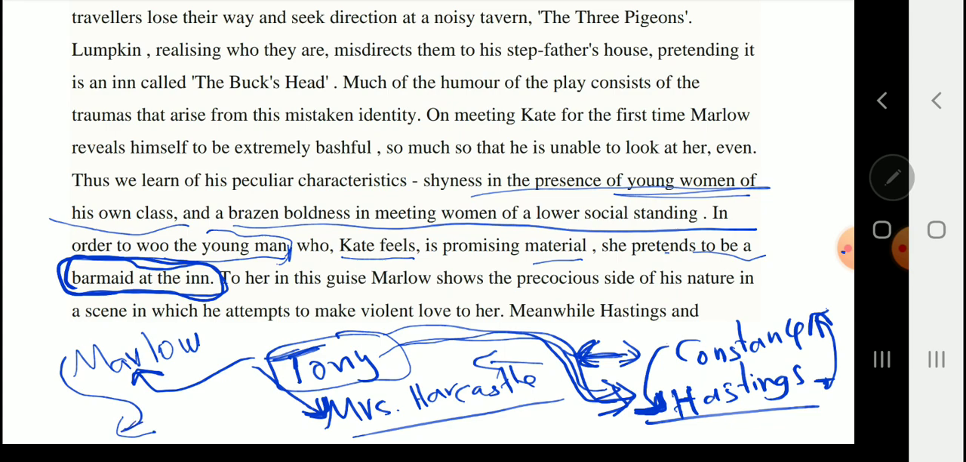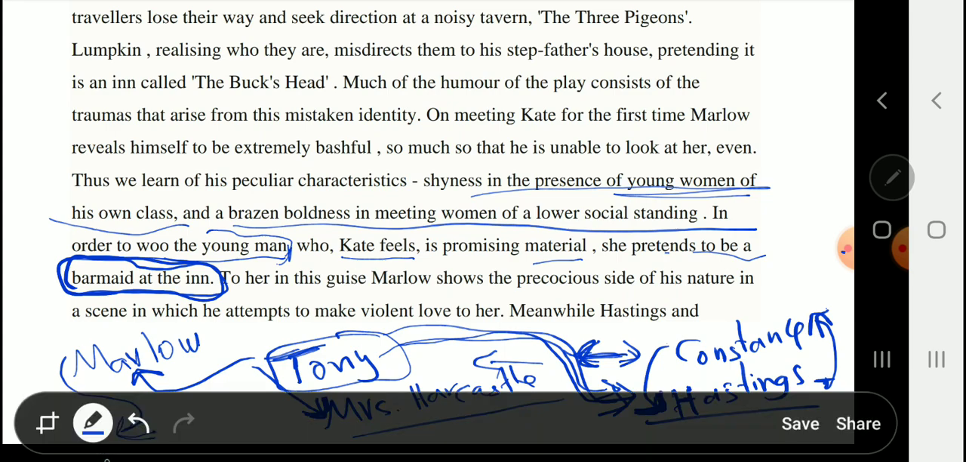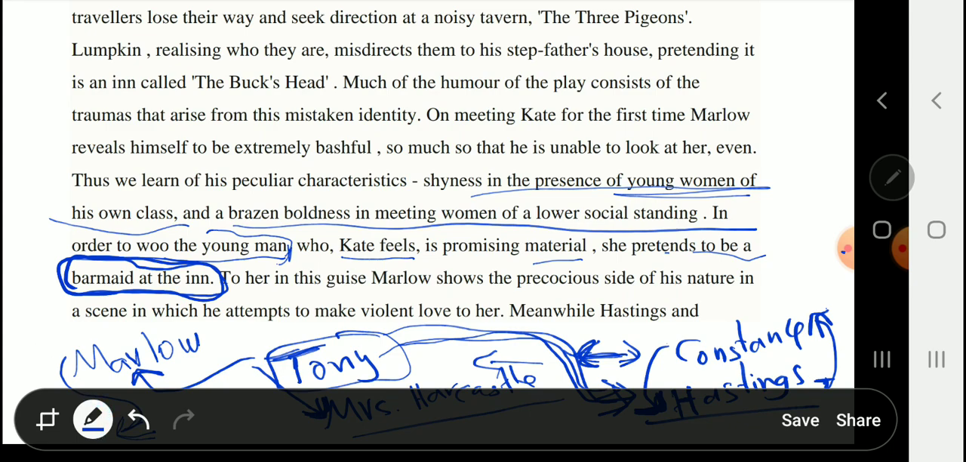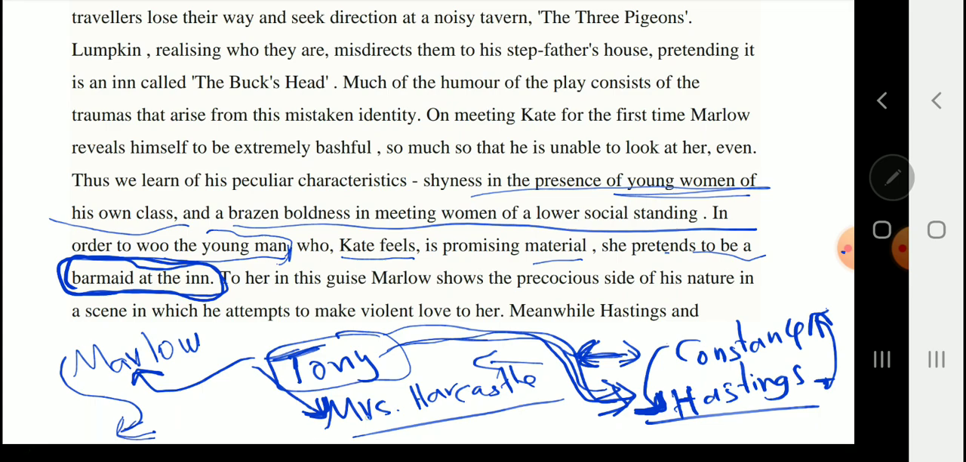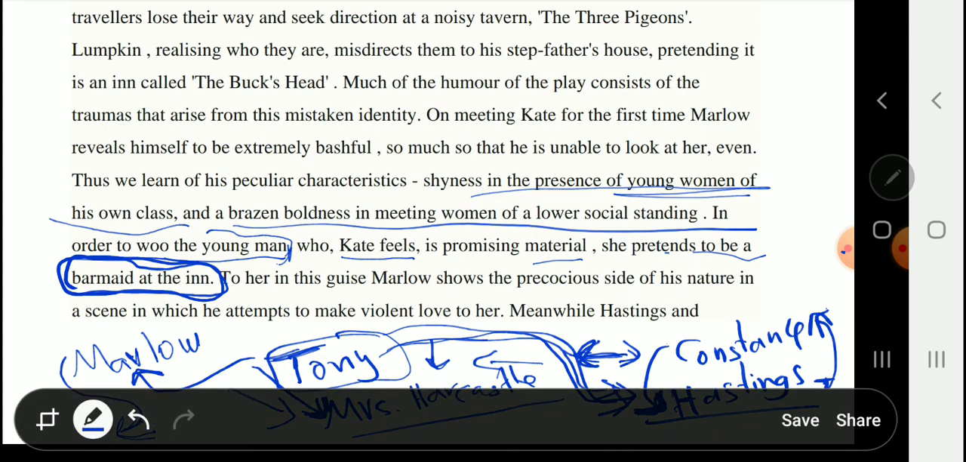So do you see, students, how many mistakes we have? Each one of them is considering everything in a different way. We have Hastings and we have Constance, and we have Tony who played with them, and we have Mrs. Hardcastle and how Tony manipulates her, and we have Marlowe and how Marlowe mistakes Mrs. Hardcastle, and so on and so forth.